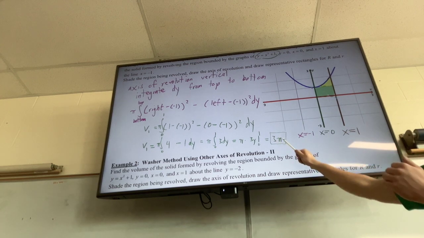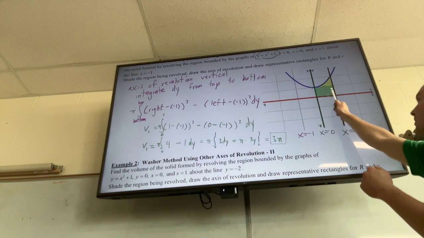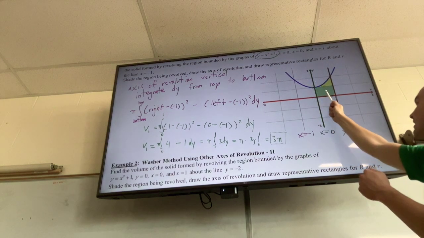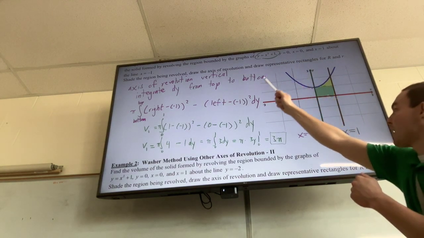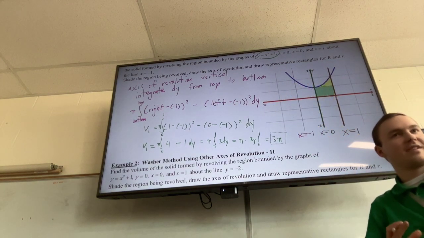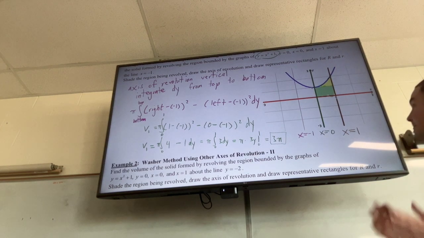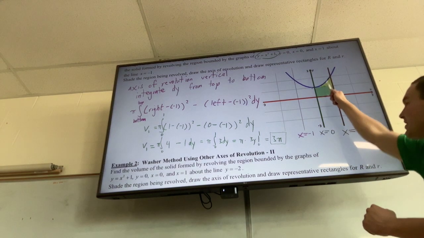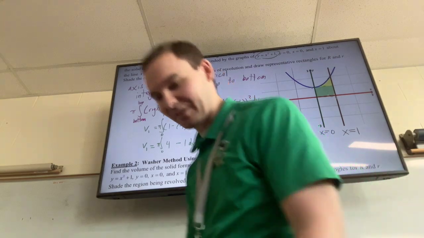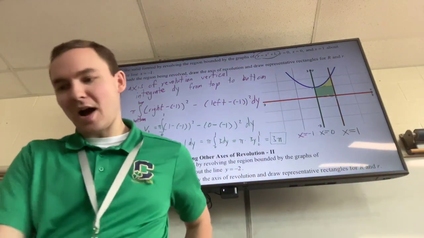Anyway, so that's part of my answer, right? That's just the volume of the green part. When I take the green part, revolve it around my pink line, I get a little donut thing. So now I got to do the yellow. So take your 3 pi, put it in your back pocket.